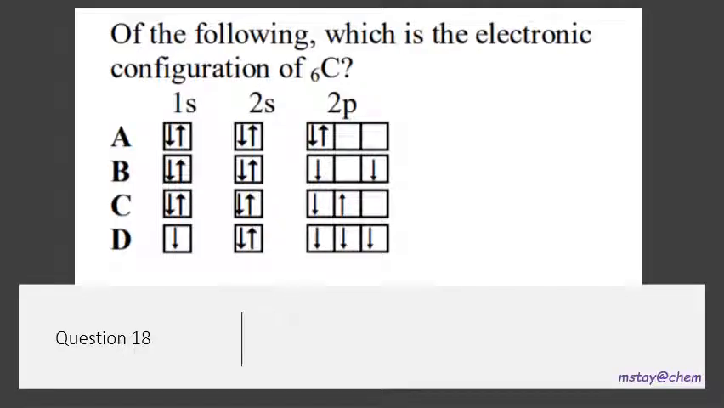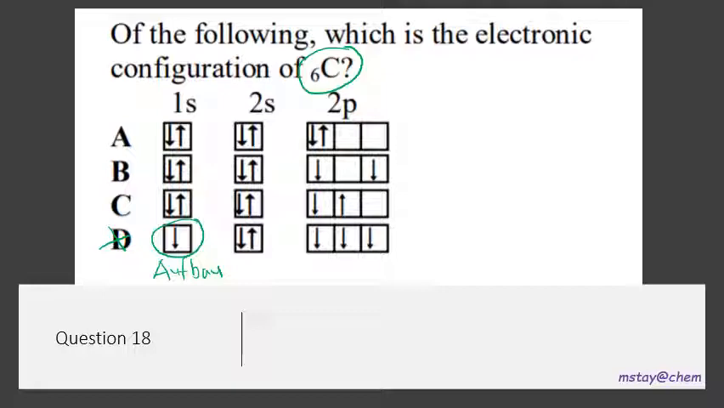Question 18. Which of the following shows the correct electronic configuration for carbon? Based on the options given here, we know D will be out because according to the Aufbau principle, electrons need to be filled according to the energy. 1s is the lowest energy, and by right it will be able to fill up 2 electrons. But here only 1 electron is present, so option D will be out.